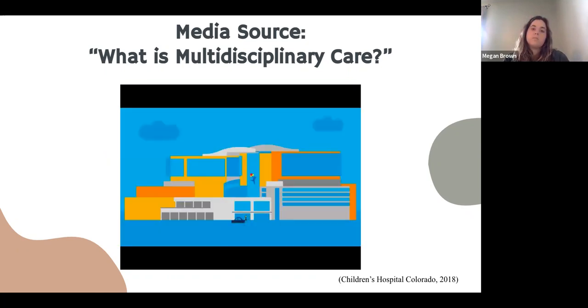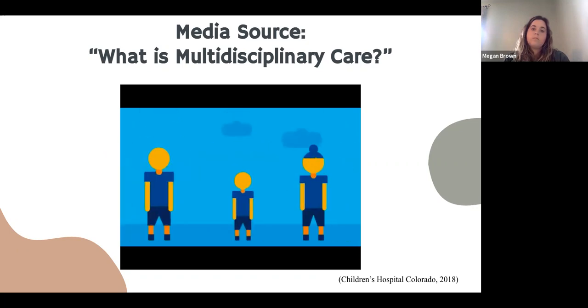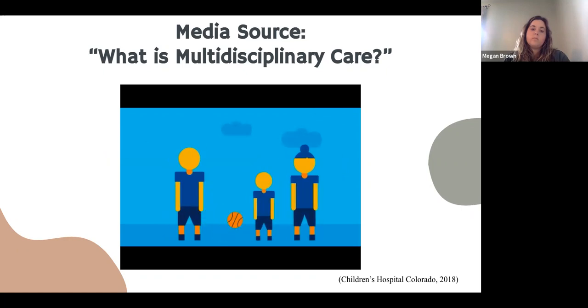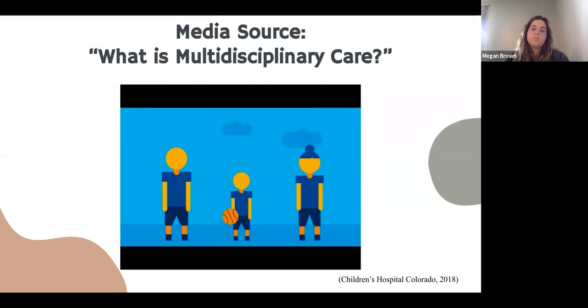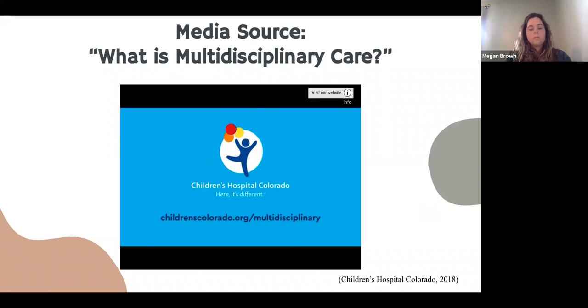Multidisciplinary care is cost and time efficient. It's safer and more effective, and it leads to better communication. Most importantly, it means happier parents and kids. For more information, visit us online.